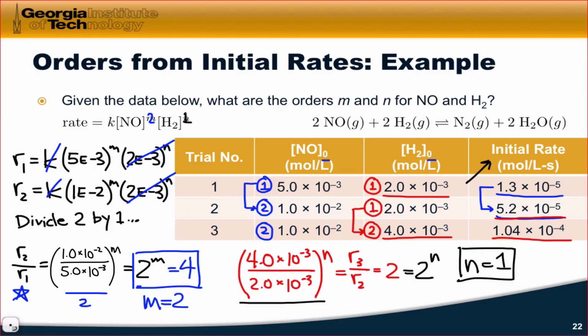So the method of initial rates is pretty powerful and pretty intuitive. What we're doing is using strategic concentrations of the reactants, usually just doubling them, leaving everything else the same and looking at the effect on the initial rates. By dividing the rate laws by each other and then isolating the exponent as the only remaining variable, we can solve for the value of that exponent.